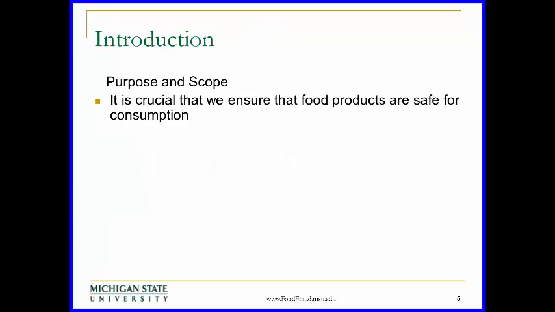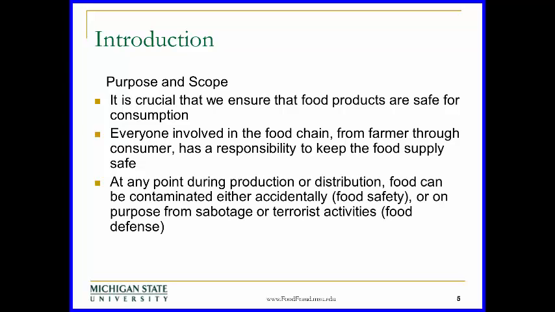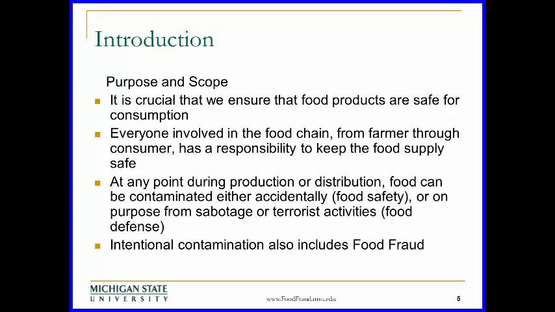Purpose and scope. So it's crucial that we ensure the food products are safe for consumption, obviously. And everyone involved in the food chain, from the farmer through the consumer, has a responsibility to keep the food supply safe. So at any point during production or distribution, food can be contaminated either accidentally, which would end up being a food safety root cause, or on purpose from sabotage or terrorist activities, which would be a food defense issue with the intent to harm. Intentional contamination also includes food fraud, and food fraud is fundamentally different in addressing the motivation or prevention, because the bad guys are actively seeking to avoid detection.